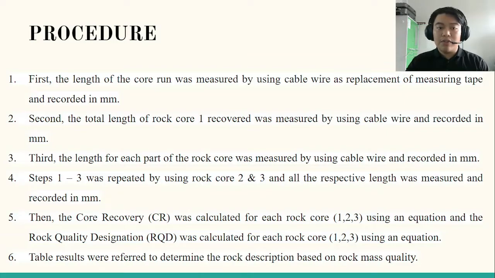Then, fifth, the core recovery CR was calculated for each rock core 1, 2, 3 using an equation, and the rock quality designation RQD was calculated for each rock core using an equation. And lastly, the table of results was referred to determine the rock description based on rock mass quality.